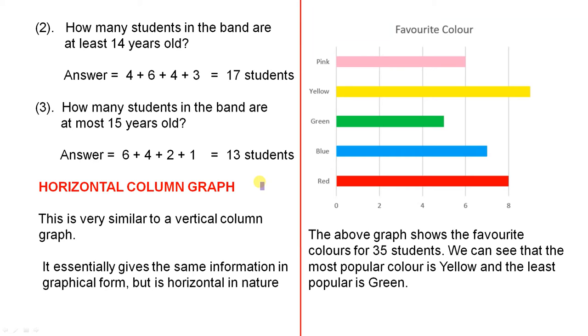We also have a horizontal column graph. This is very similar to a vertical column graph. It essentially gives the same information in graphical form, but is horizontal in nature. So the above graph shows the favourite colour for 35 students. So there is a choice of 5 colours there. We can see that the most popular colour is yellow because that's the longest column, and the least popular is green because that's the shortest column.